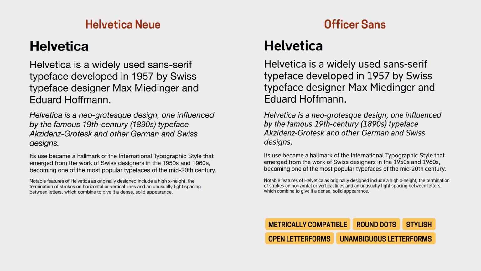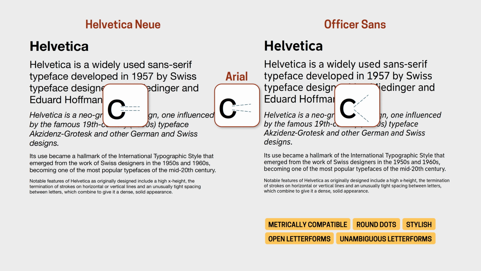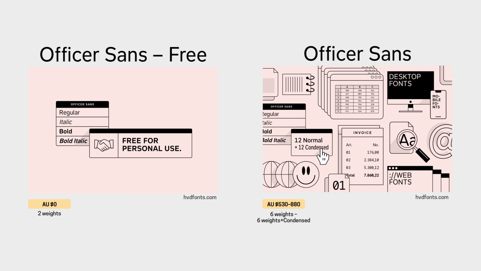Officer Sans has round dots, which makes it more friendly than Helvetica. I also think Officer Sans is more stylish. Helvetica's 1957 looks formal and neutral, while 1957 set in Officer Sans looks more geometric and modern. Helping Officer Sans look more modern are its open letterforms, which are wider open than even Arial. Finally, like Public Sans, Officer Sans also has unambiguous letterforms, which is cool. Officer Sans is free for personal use, but it also has a paid version. The paid version gives you more weights, or if you buy the full collection, a condensed version as well.